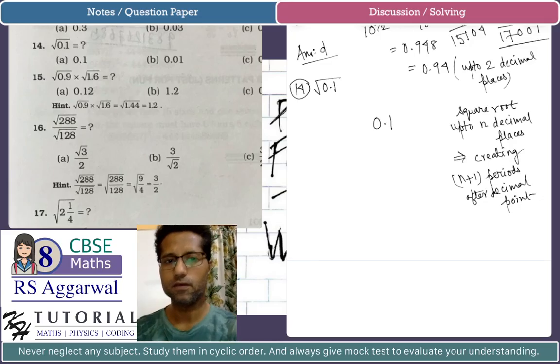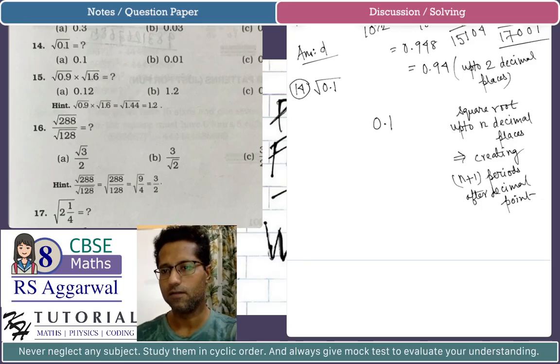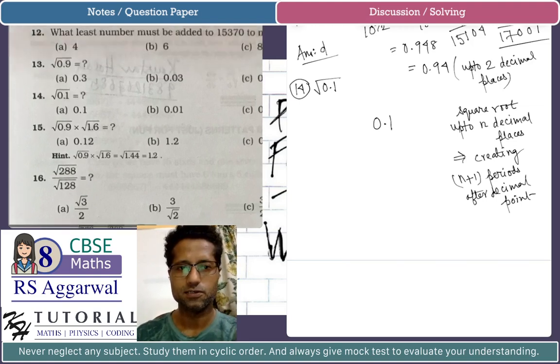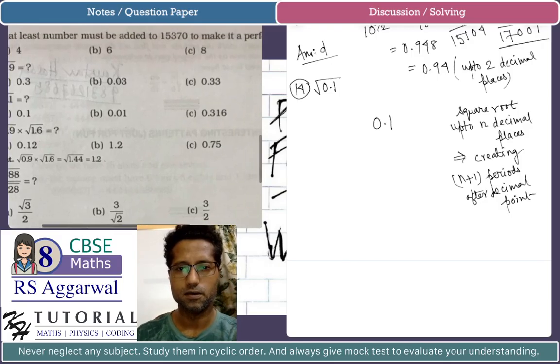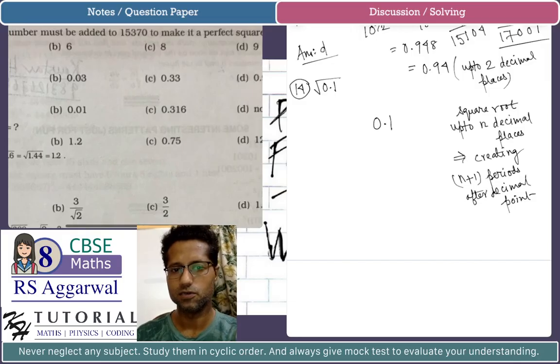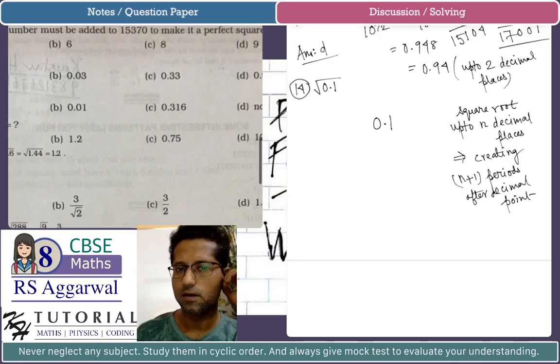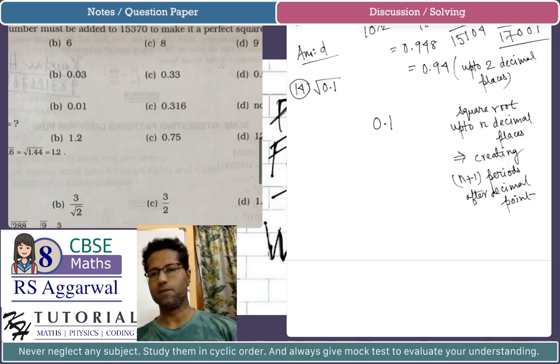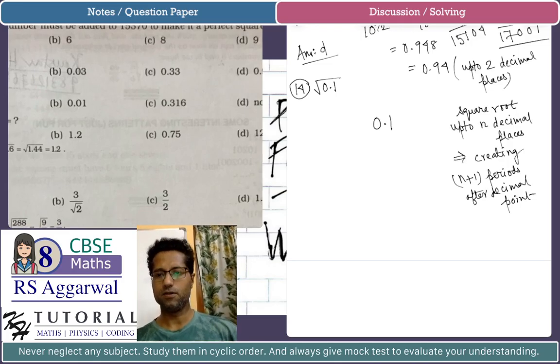Now in this problem, we are not told up to how many decimal places we have to find the square root. Seeing the given choices, choice C is 0.316. It has 3 digits. So ideally I will try to find 3 places of decimals. I should find the square root of 0.1 up to 3 decimal places. For that, I have to create 4 periods.